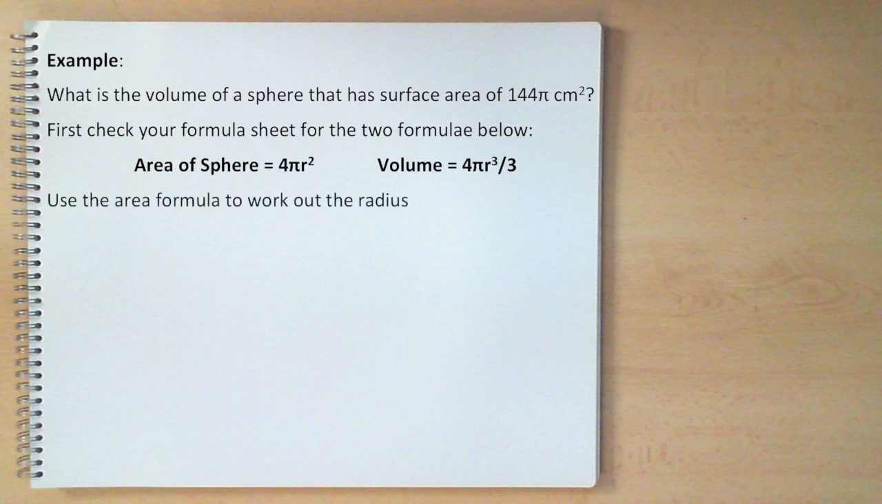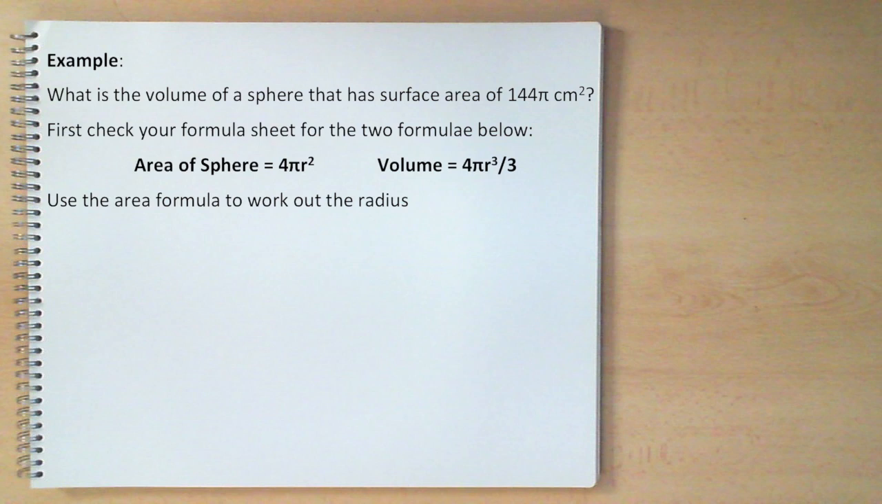So the first thing we're going to do is to use the area formula to work out what the radius of the sphere should be. Because once we've got the radius of the sphere, we can work out the volume. So you see there we're having to take multiple steps to get to the end solution. And in this particular question, we're having to move backwards before we can move forwards.